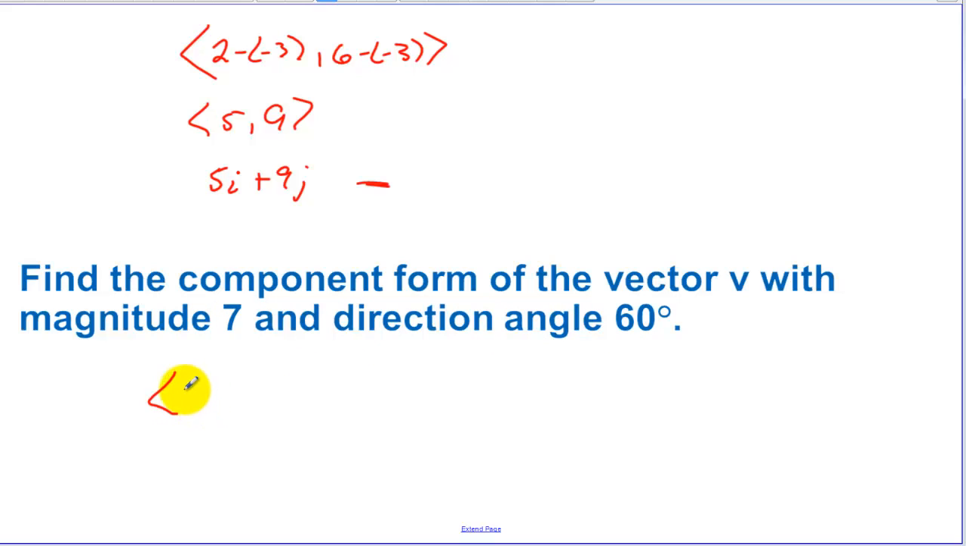Find the component form of the vector v with magnitude 7 and direction angle 60 degrees. So the component form is going to be 7 cosine of 60 degrees and 7 sine of 60 degrees. We have 7 times the cosine, which is a half, and 7 times square root of 3 over 2.